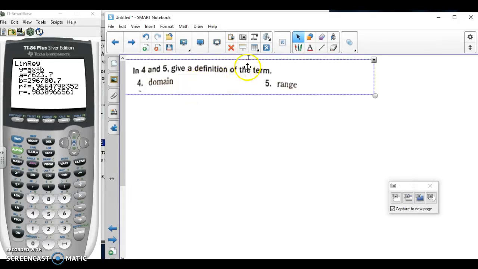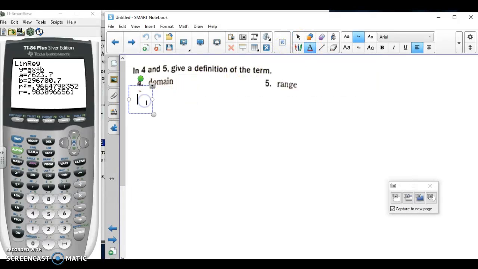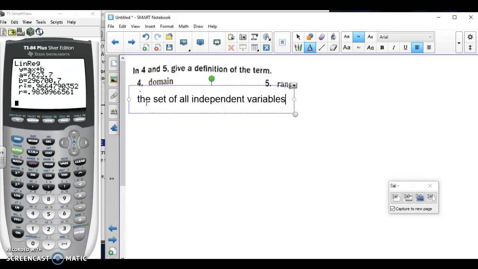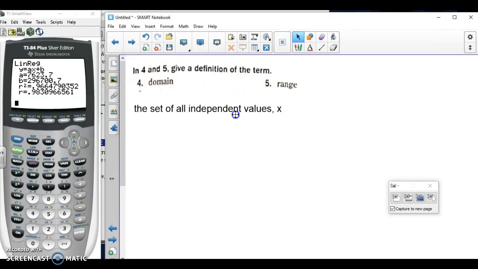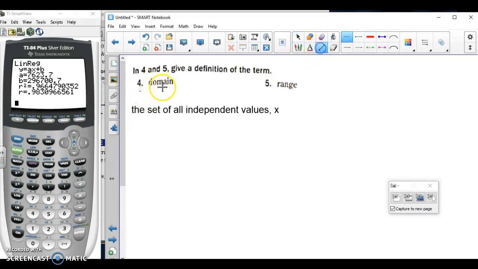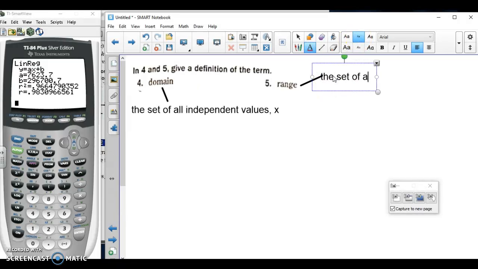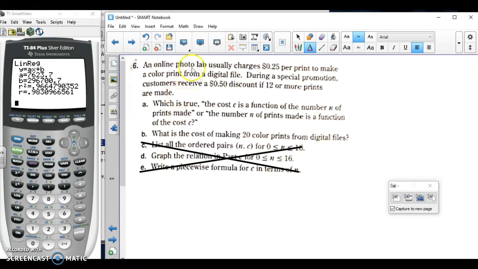Next up, give the definition of the term. We talked about in class that the domain is the set of all independent variable values, x. That's good for the domain. I'm just looking for the domain is the x. The domain is the x. And then for the range, it's the set of all dependent values, y. Easy peasy.